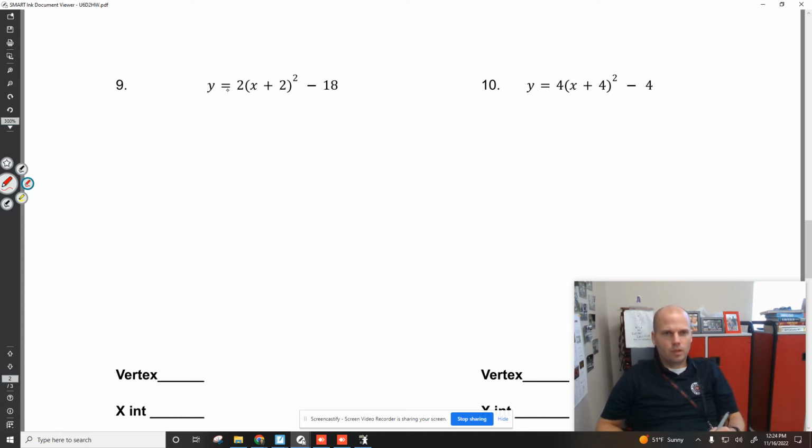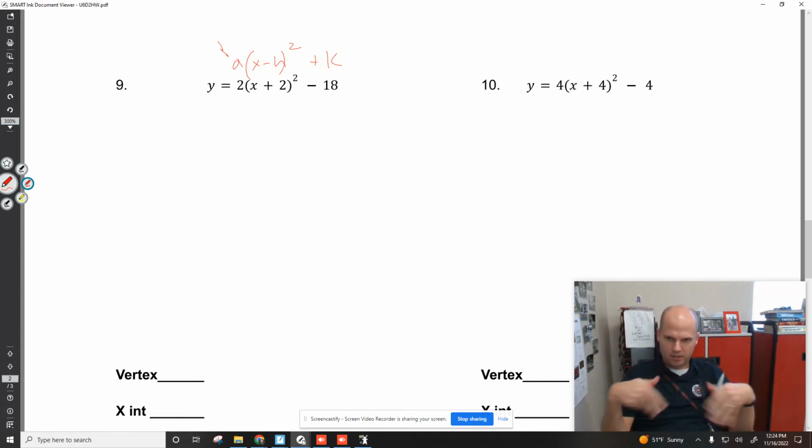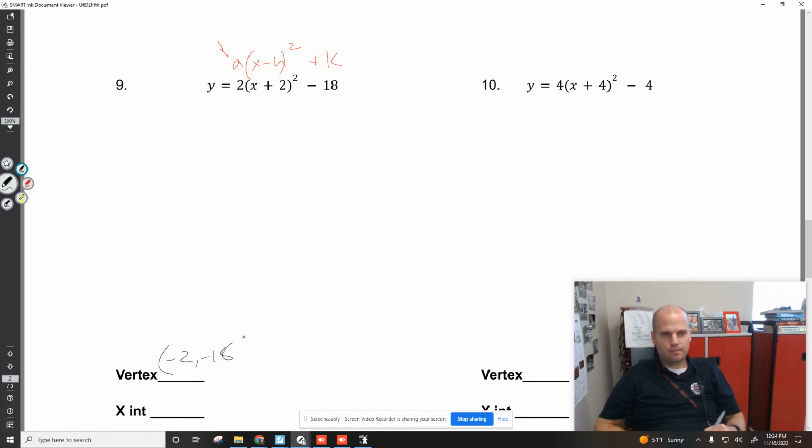Now, x minus h plus k. The A only affects opening up and being skinnier or wider, or opening down and being skinnier or wider. So I don't have to worry about that 2 when finding the vertex. I know the vertex is going to be at negative 2, negative 18. Okay? Now let's find the x-intercepts.